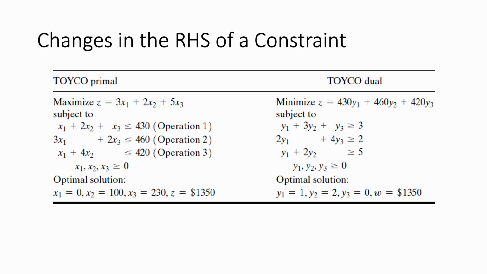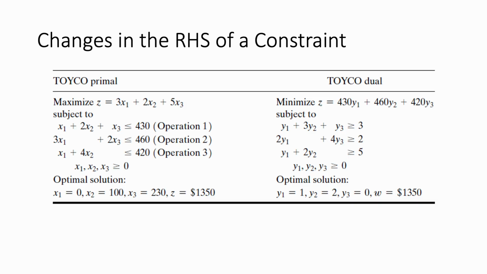Okay, so let us consider the Toyko problem. This was a problem about a manufacturing company named Toyko that produces three types of toys. So the company wanted to maximize its revenue while satisfying limitations with respect to availability of time in three operations. So let's say operation 1 is manufacturing of toys, operation 2 is painting, and operation 3 is polishing. The decision variables x1, x2, and x3 represent the number of toy trains, toy trucks, and toy cars respectively.